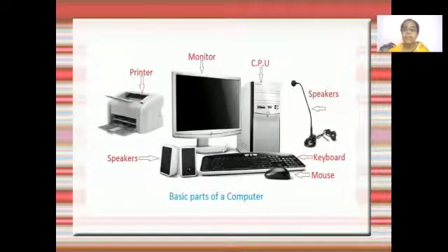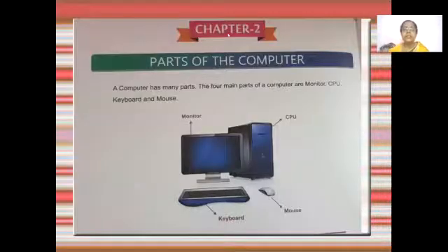Let's see your lesson, what is given in your reader. This is your reader. Chapter 2, parts of the computer. The computer has many parts, but 4 main parts we are going to learn. Those parts are called the monitor. This is your monitor. The CPU. This is your CPU. The keyboard and the mouse. We will learn about them separately. So again, tell me, what are the parts of the computer? Monitor, CPU, keyboard, and mouse.